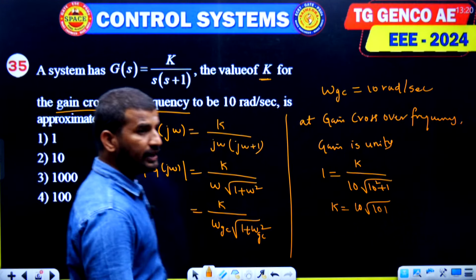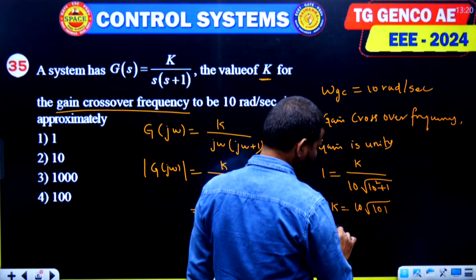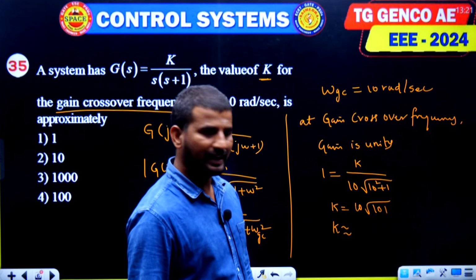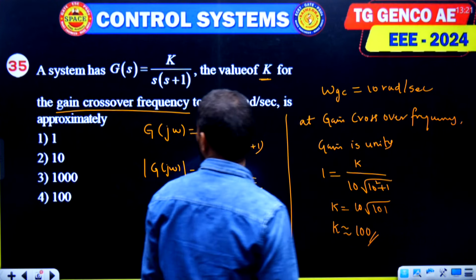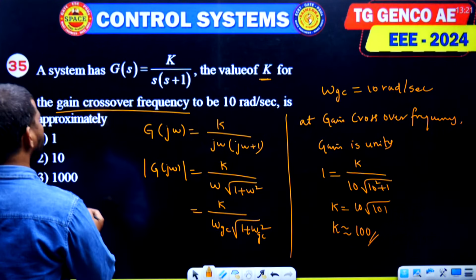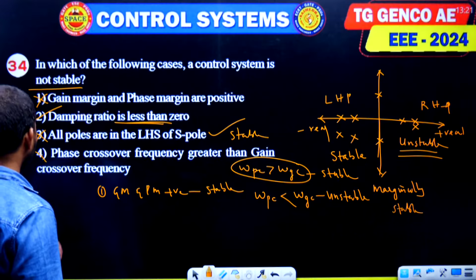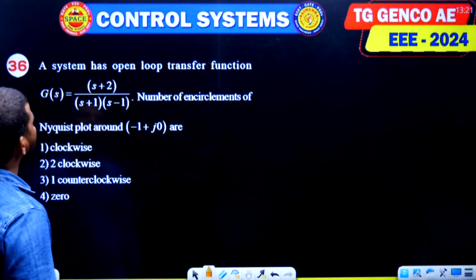Root of 100 we already know is 10. Because he asked for the approximate value, the root of 101 will be about 10. So 10 into 10, the k value becomes 100. K value is 100. So, is there any such option here? Yes, we have the fourth option. And previously we answered the right one. This was the previous question. Let us do the next question then.